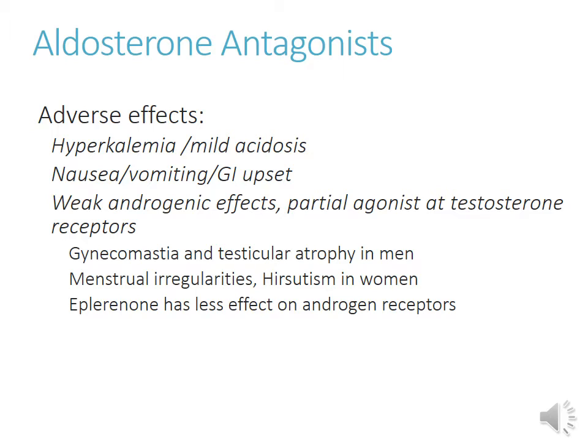What that means is that for men, you can see gynecomastia and testicular atrophy, which are pretty big side effects that a lot of people will stop taking the medication for. And in women, you can see hirsutism, so abnormal hair growth, and some menstrual irregularities. You see that more with spironolactone, especially at higher doses.